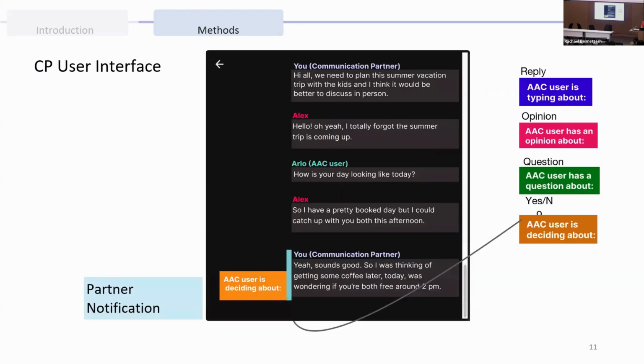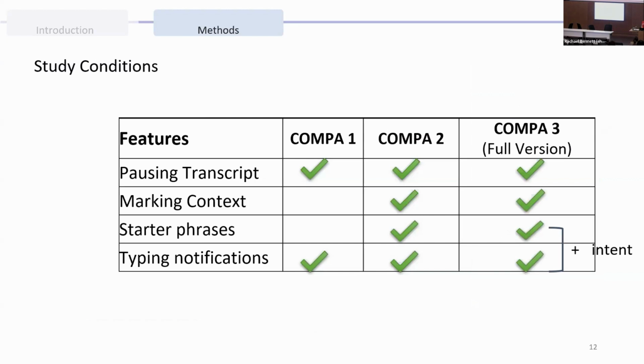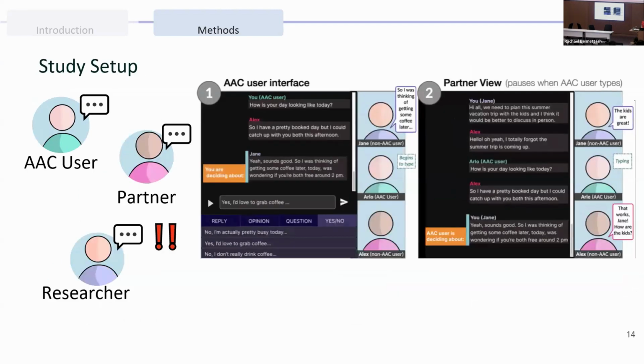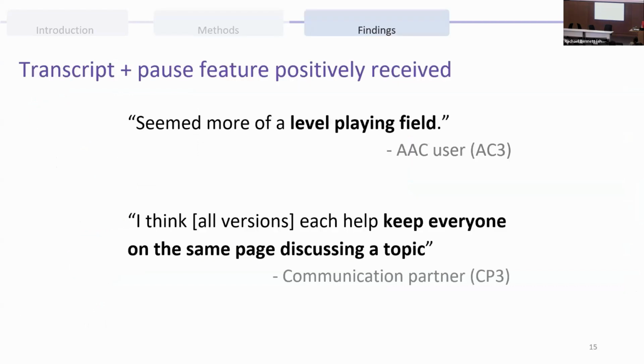And the communication partner really gets notified depending on the AAC user's intent selections. So we tried this and we did an ablation study to compare the different features of COMPA and understand how they impacted users' participation in conversation. And in a triadic conversation, when we were all planning a summer vacation and where I, the researcher, was intentionally embedding a lot of topic changes, we noticed that people actually seemed to feel that COMPA was positively received.